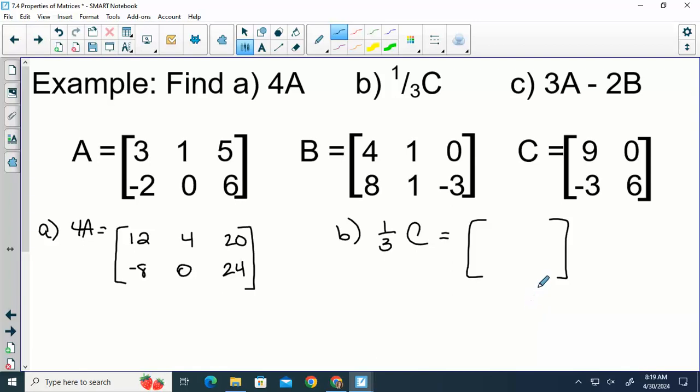So the next one, 1/3 C. What do you think that means? Take every number times 1/3. So 9 times 1/3 is 3. Matrix C, yeah. 1/3 times 0 is 0. 1/3 times negative 3 is negative 1. And 1/3 times 6 is 2.